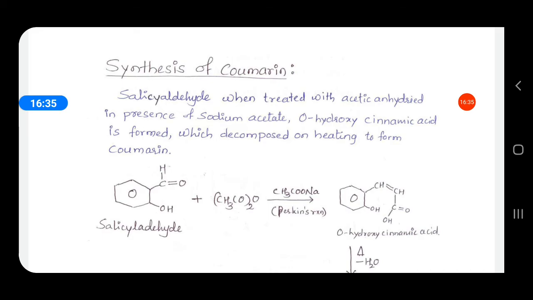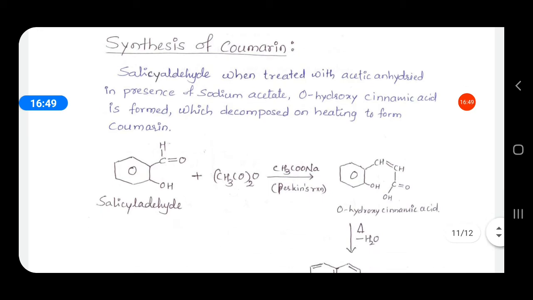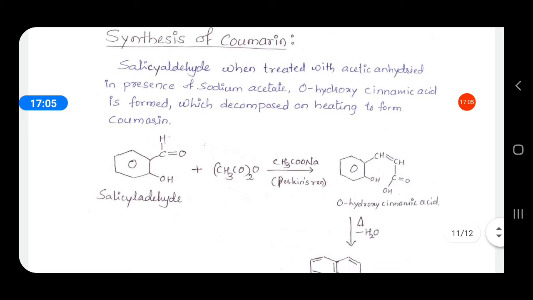Salicylaldehyde, when treated with acetic anhydride in presence of sodium acetate, orthohydroxycinnamic acid is formed, which decomposes on heating to form coumarin. So coumarin is one of the important compounds used in many drugs. So the synthesis of coumarin is by taking salicylaldehyde.